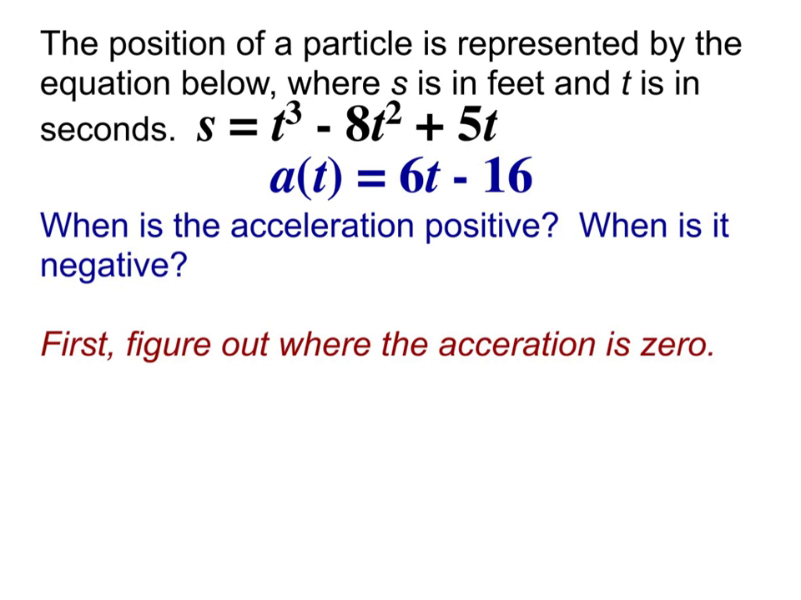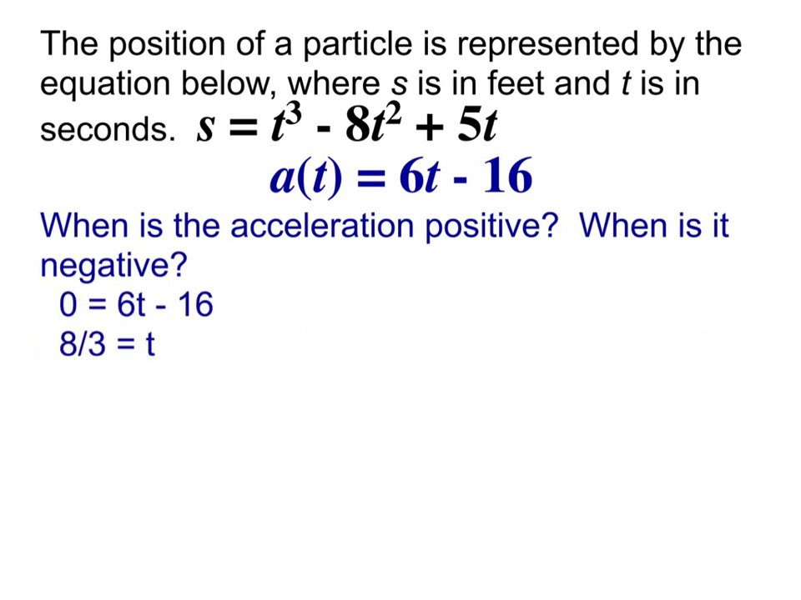And so we're actually setting acceleration equal to 0 here. So we do 0 equals 6t minus 16. We solve that, so add 16 to both sides, divide both sides by 6. We get an answer of 8/3. Yes, if you wrote it as 2.6 repeating, that would be fine, but I like 8/3. It's got a little bit more style to it.